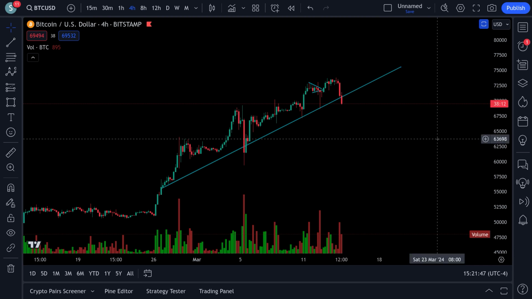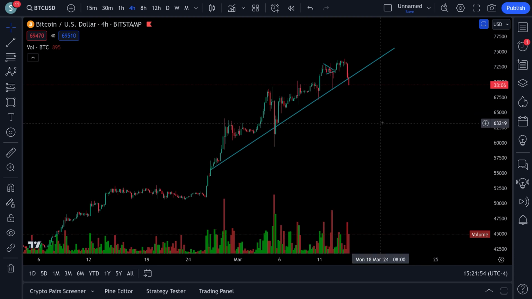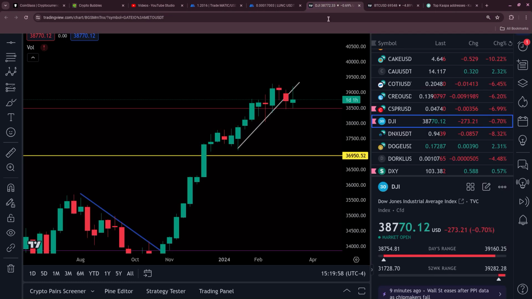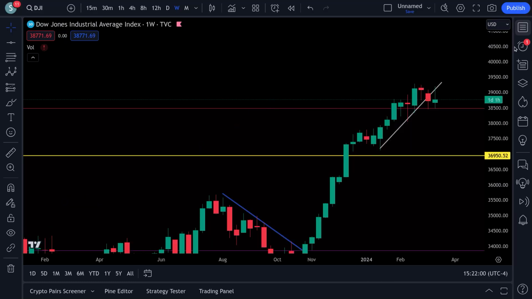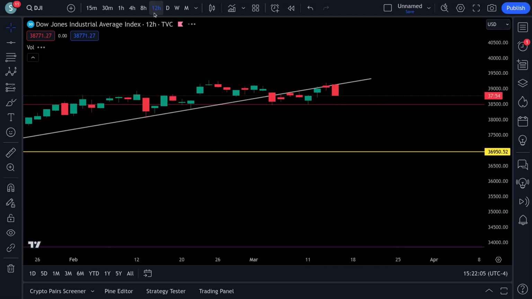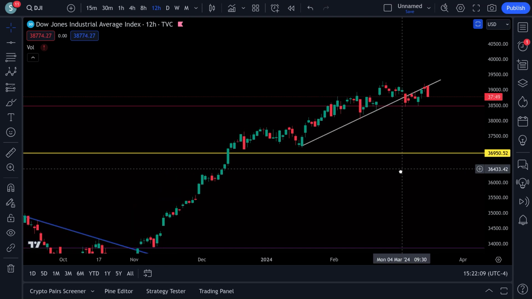All right, but looks like with Bitcoin, like I said, we could be having a pretty decent pullback here. We'll take a look at a target here in a second. I want to show you what I believe is a big contributor to this. Right here, the Dow Jones. If we go in here, let's go on a 12-hour, it has broken its trend line here.